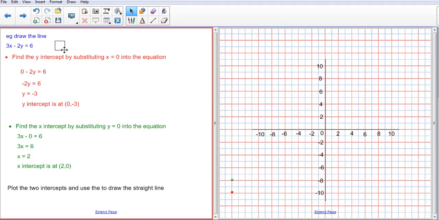So now we've got both intercepts. We've got (0, negative 3), and we've got (2, 0). And to find the x-intercept again, we could just cover up the negative 2y like that to leave us 3x equals 6, and then solve.